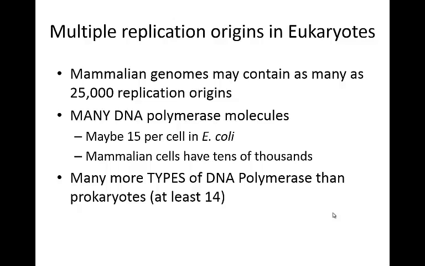There are also many different types of DNA polymerase molecules and many different numbers of them. So maybe 15 copies of DNA polymerase per cell in E. coli. Mammalian cells may have tens of thousands of individual DNA polymerase molecules. And again, if you think about these 25,000 replication origins, if all of them are active, you're going to need a huge number of polymerase molecules to keep up with that. There are also many more types of the DNA polymerase than in prokaryotes. Remember, in prokaryotes there were 5 types, and in eukaryotes there's at least 14 that we know of.